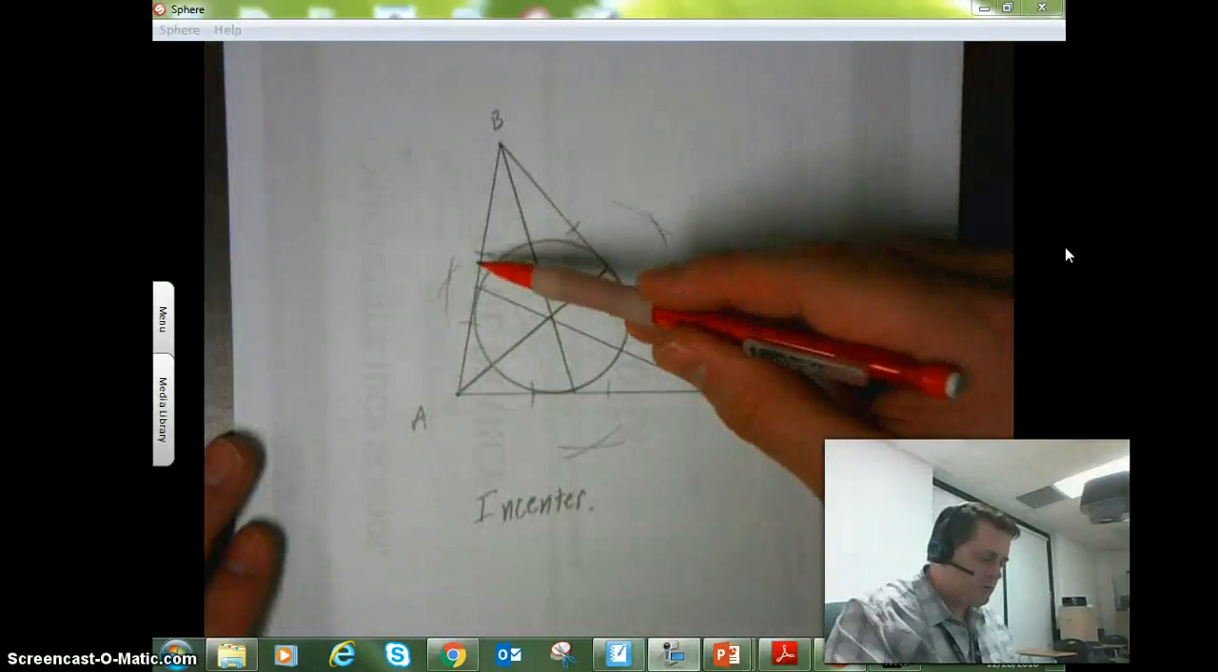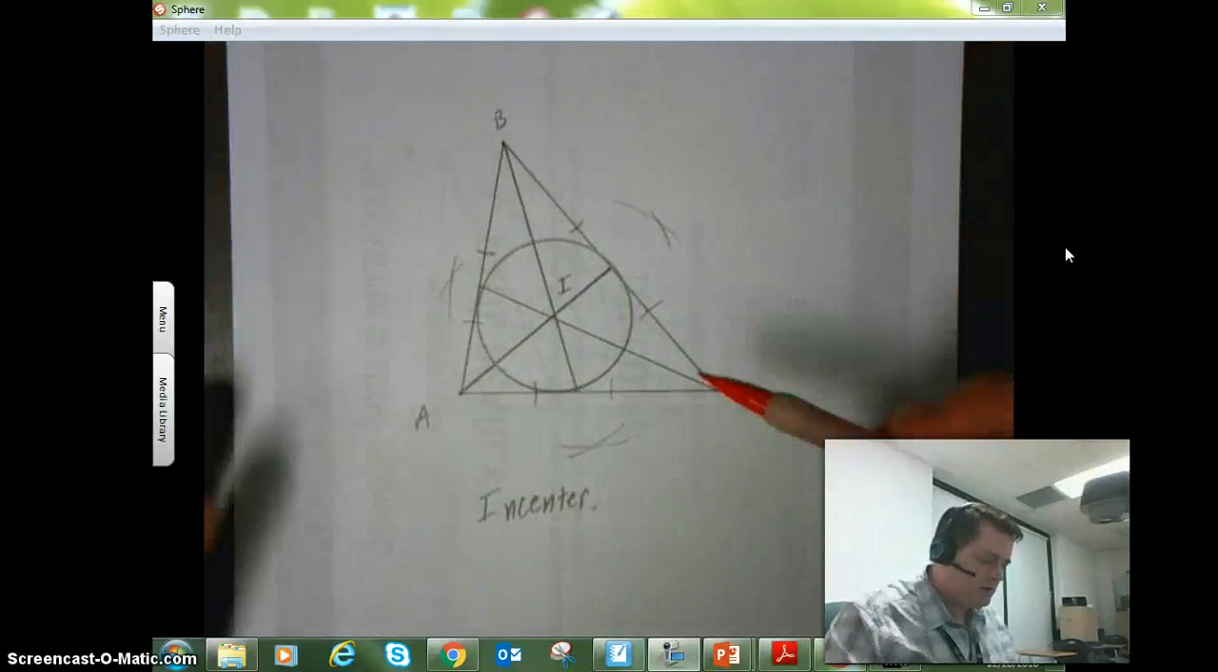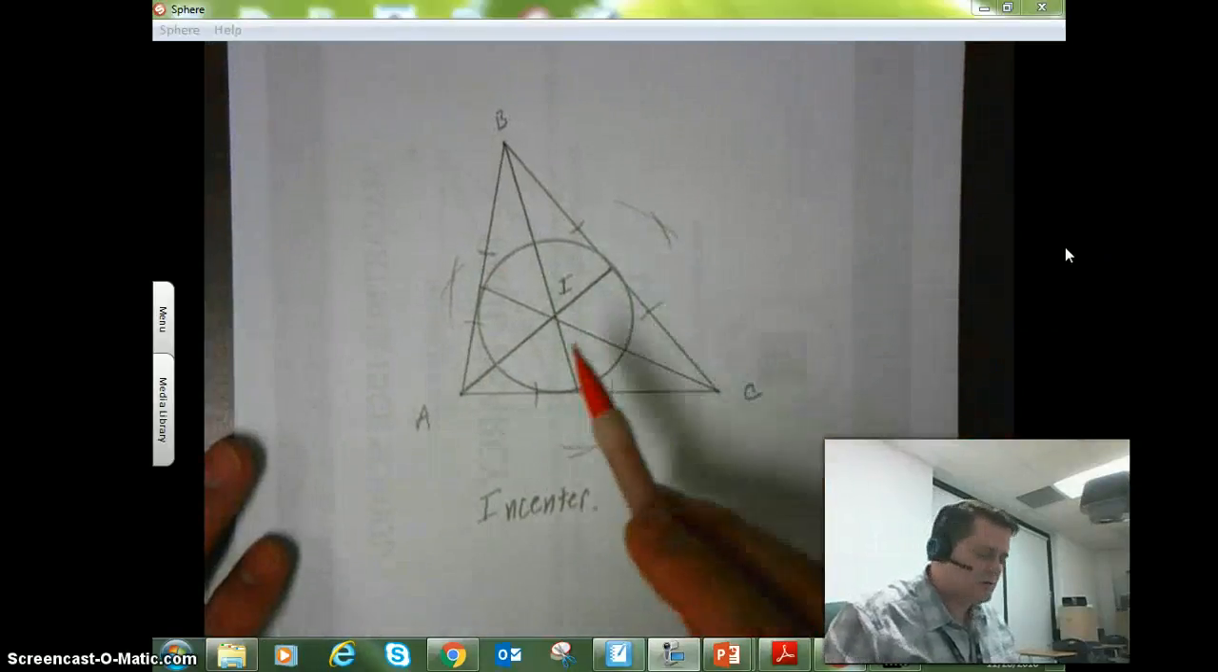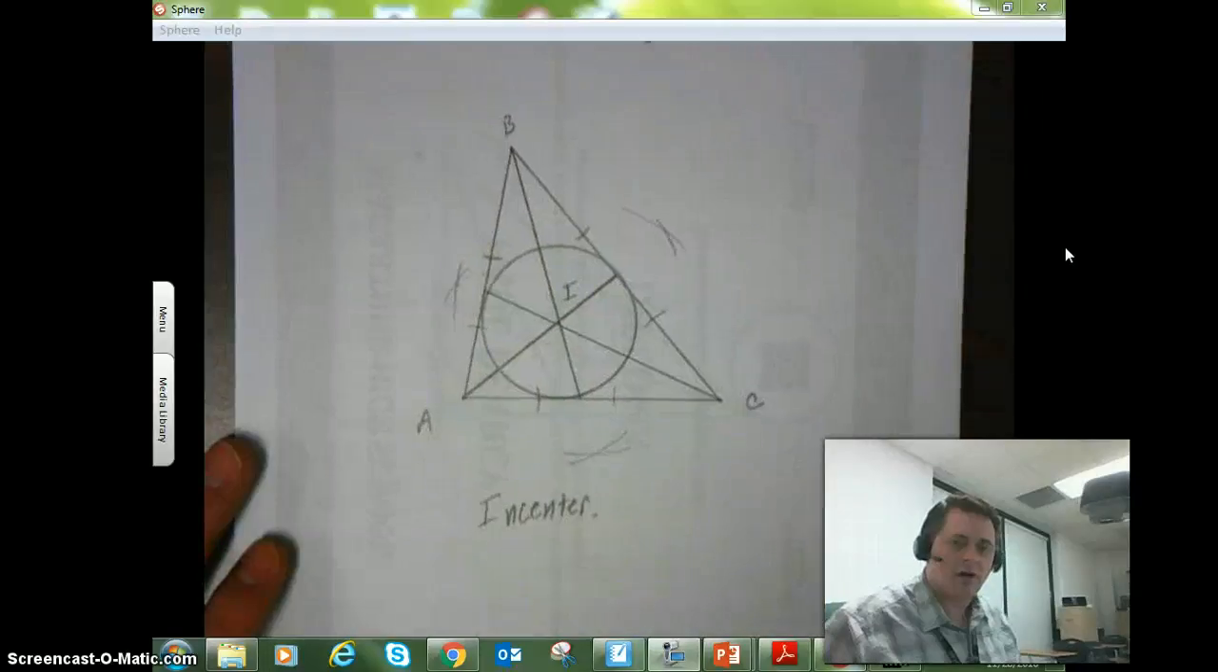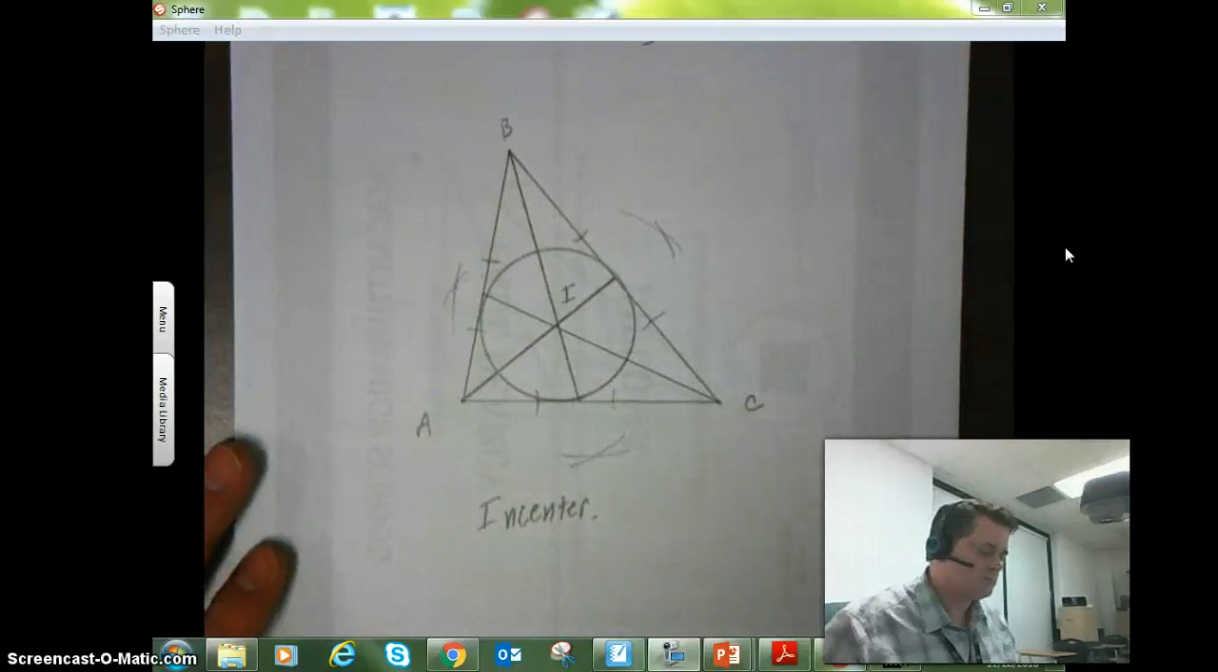So the three angle bisectors should have a point of concurrency, which in this case is called an incenter. And it's called an incenter because it's the center of an inscribed circle of a triangle.